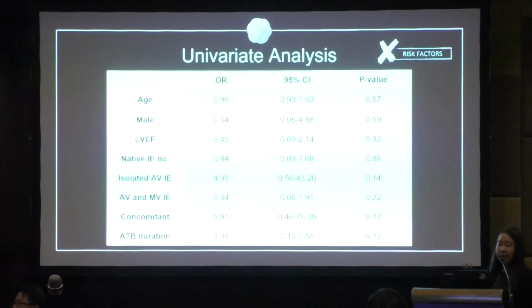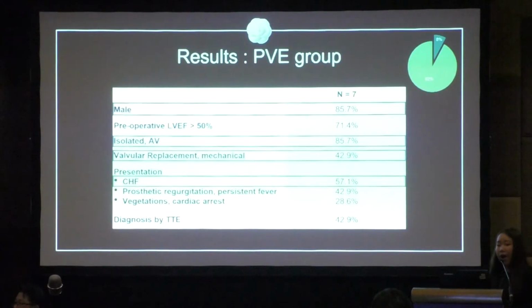From all of the patients, around 80 patients, I tried to find the risk factors between the PVE and non-PVE groups. You can see that the univariate analysis didn't show any significance. So I looked into the PVE group. This is a very small number, there were only 7 people.